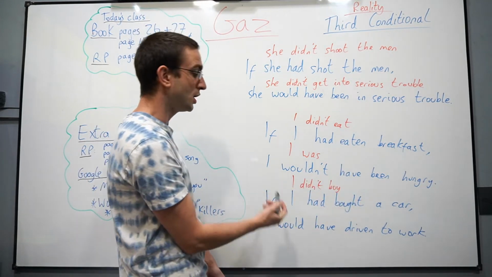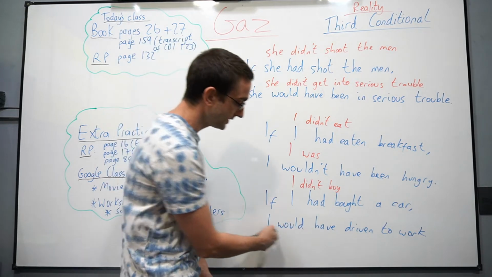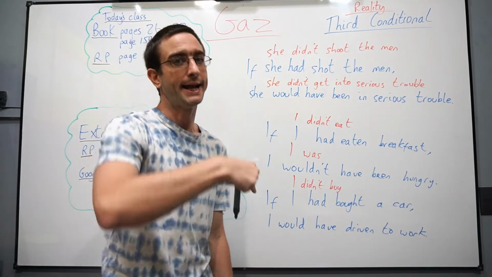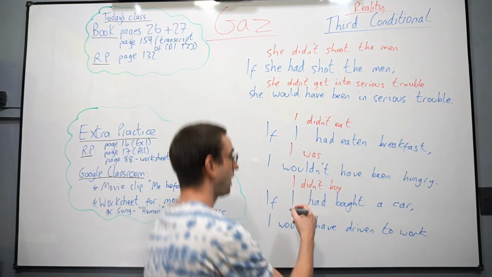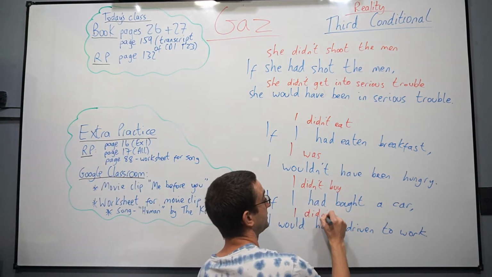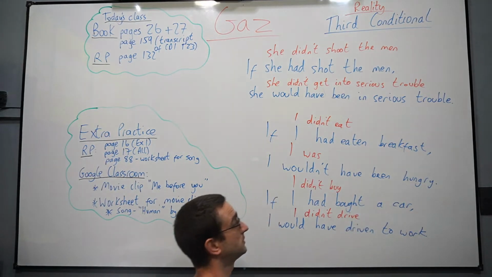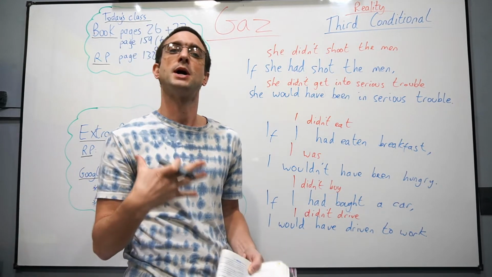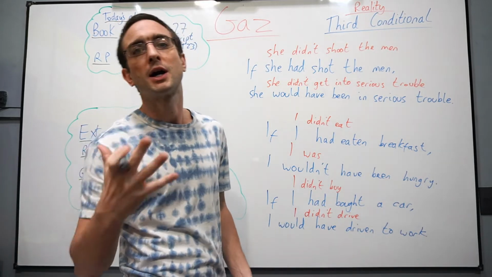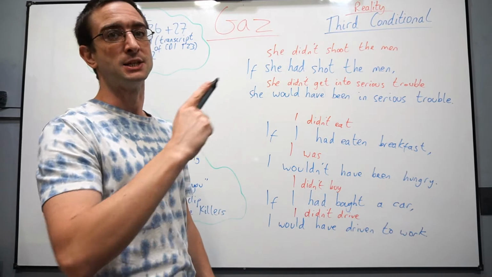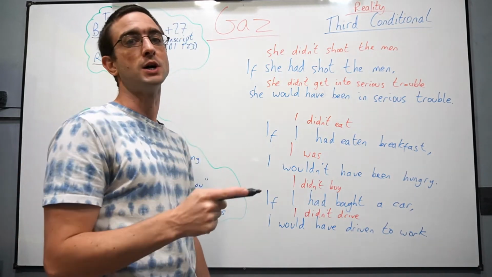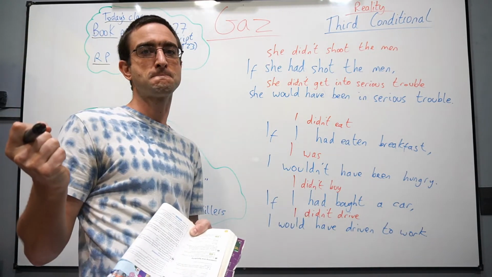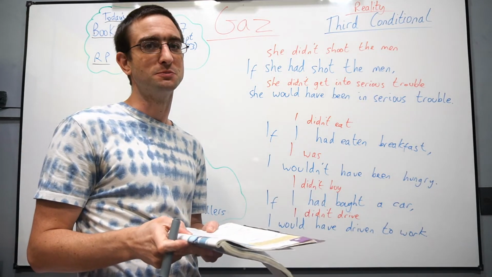If I had bought a car, I would have driven to work. So again, this is my imaginary situation. I would have driven to work. This is positive, so my reality must be negative. I didn't buy a car, so I didn't drive to work. Ta-da! I didn't buy a car, so I didn't drive to work. That's my reality from yesterday, for example. But if I had bought a car, I would have driven to work. Talking about an imaginary situation in the past, an alternative past. Yes? That's third conditional. You're very welcome.